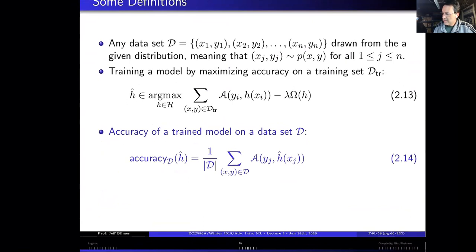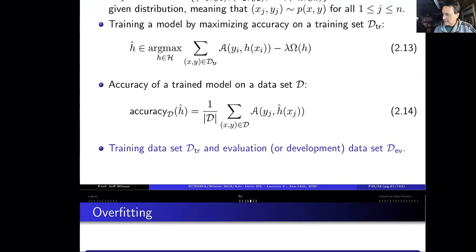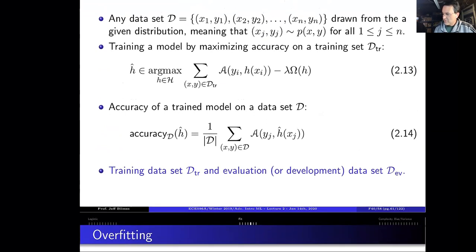Once we've got a trained model, once H hat is trained, we can measure the accuracy on some other data set. We've got some data set D, and this accuracy function is a function of D and a function of the learned model that we learned in equation 2.13. It's just taking the average accuracy over the data set D. What this means is that we can train on a training data set and evaluate on what's called an evaluation data set. This is our evaluation data set D sub EV, and this is our training data set D sub TR, training and evaluation.